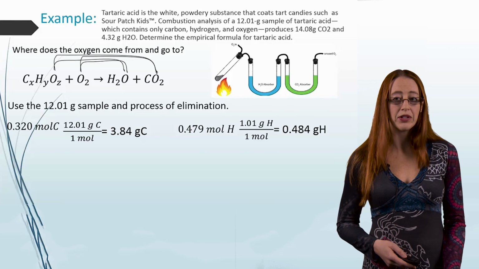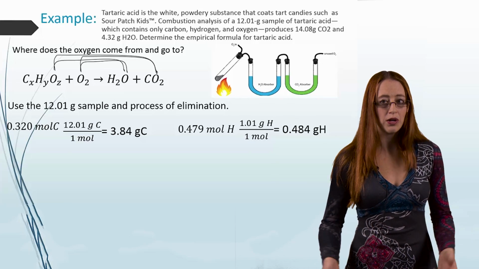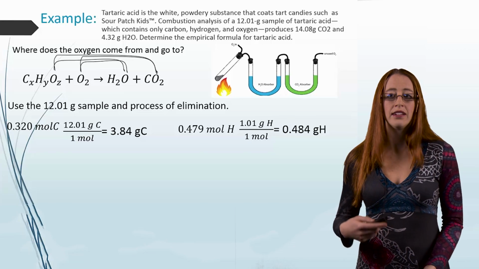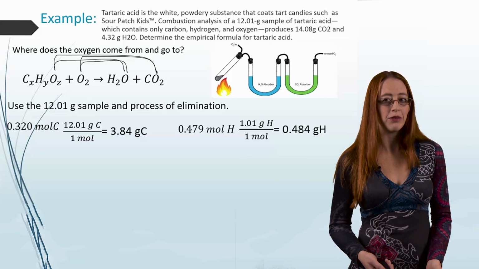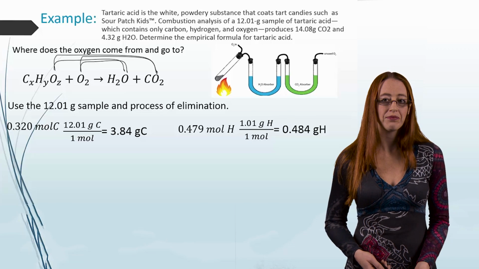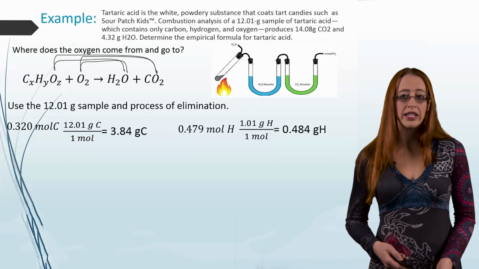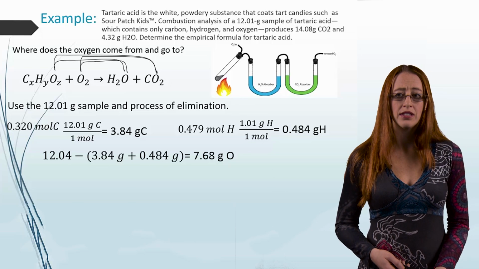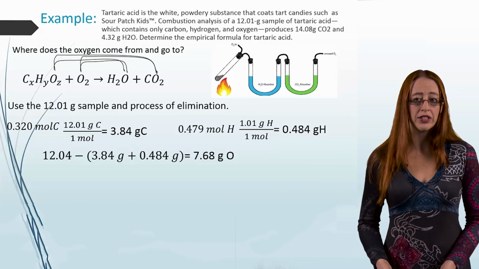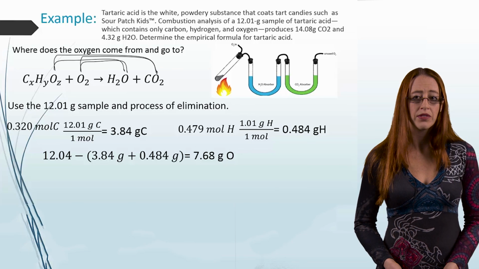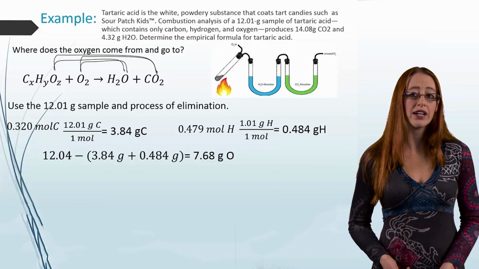And we can do the same thing for hydrogen. So that initial 12.0 gram sample had 0.484 grams of hydrogen in it. So now we can take our initial sample size, we can subtract off the grams of carbon and the grams of hydrogen, and we can get our grams of oxygen.